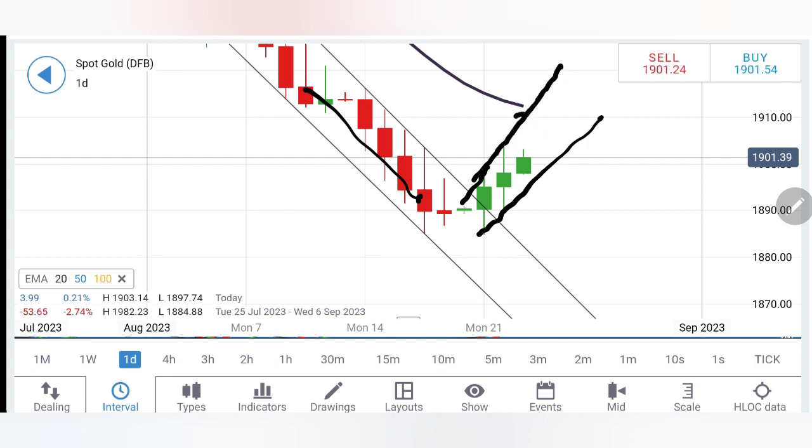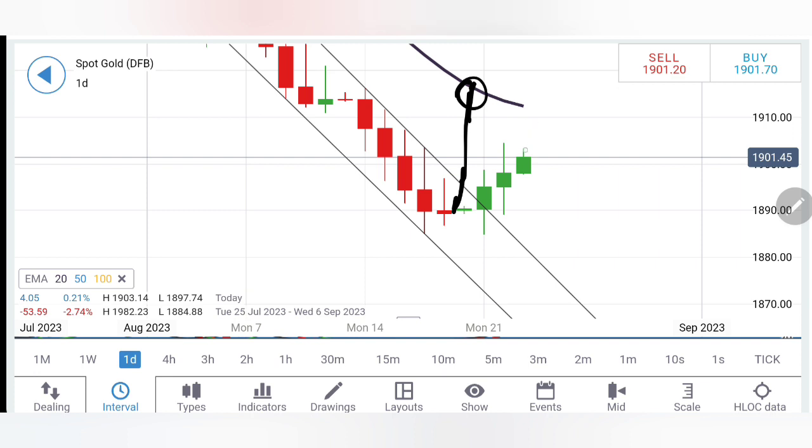Also note the highs of this channel now at around 1910 levels. Also note that the prices were divergent from the 20 period moving average, and this is why it is just trying to converge to the 20 period moving average. And we have been expecting this for long, that it has to converge towards the moving average. It is just trying to do that.